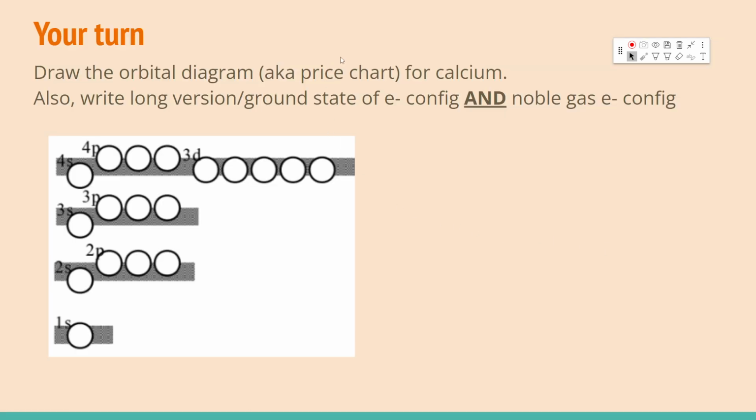Cool. So go ahead and try this out. You're going to try to do the orbital diagram for calcium, and then you're going to write the ground state and the noble gas electron configuration. So go ahead and pause this video, and then I will show the answer in a few moments.